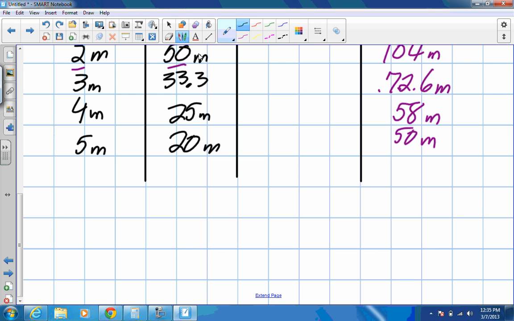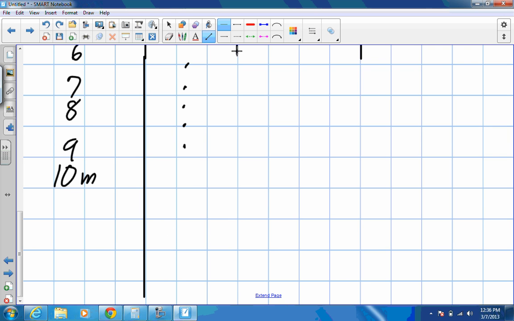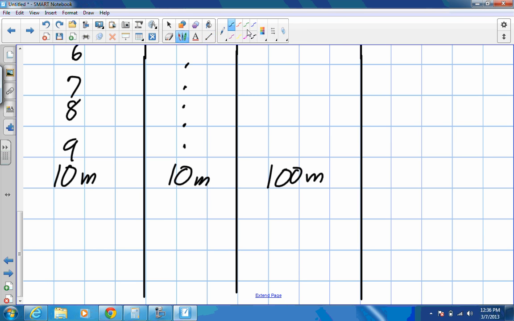Now, 6, 7, 8, and 9, we're going to be working with decimal numbers. Okay? Our perimeter is going to be difficult to figure out. I want to jump right to the value of 10. 10 times what value? That's right, 10 by 10. Still, we're going to get an area of 100 meters. What will our perimeter be in this case? 40. Good.